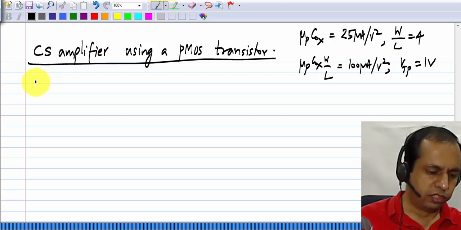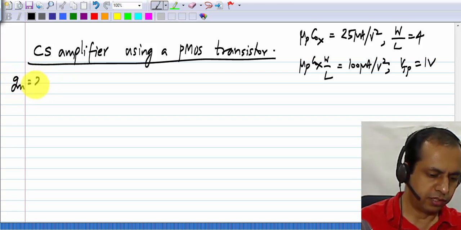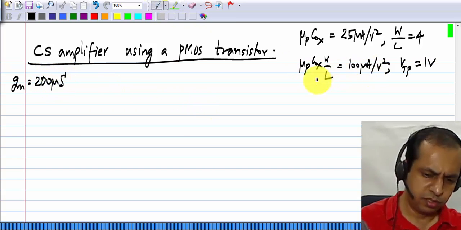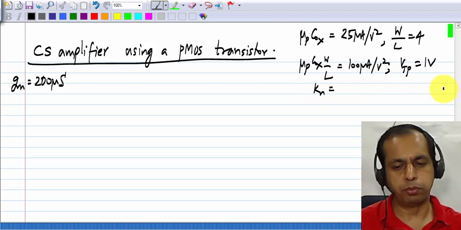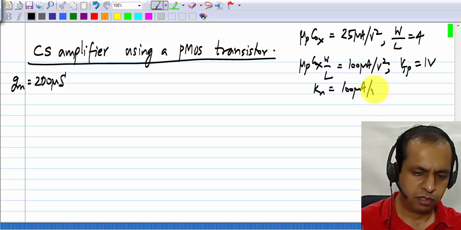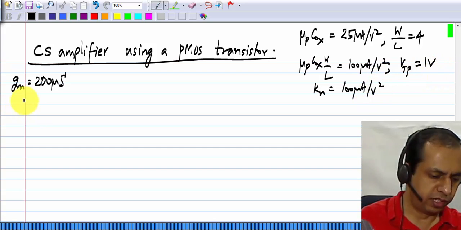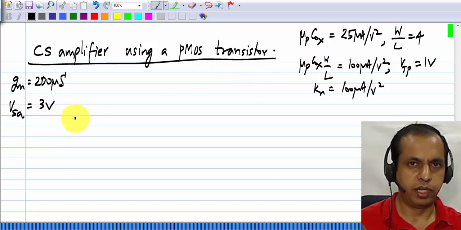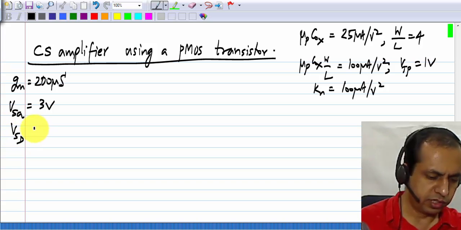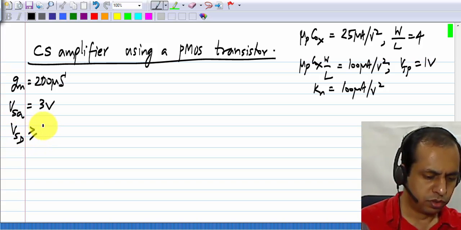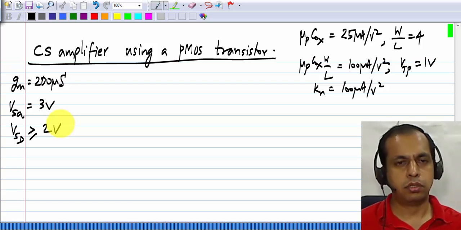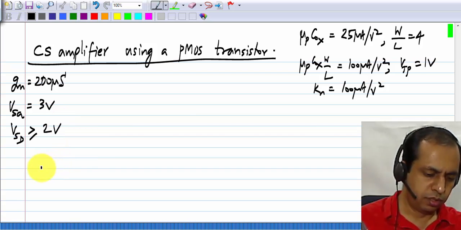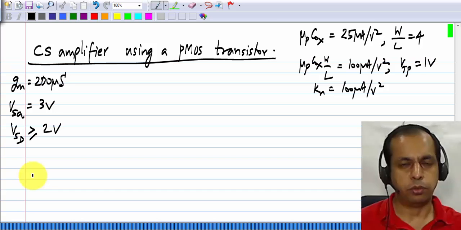And I will assume that the GM I need is 200 microsiemens. So if you calculate with this Kn of 100 microampere per volt square and VTP of 1 volt, you will find that the source gate voltage has to be 3 volts. Okay, and the source drain voltage has to be greater than or equal to 2 volts for it to remain in saturation region. Okay, just as with NMOS, because now voltages will be defined the other way, don't get confused.